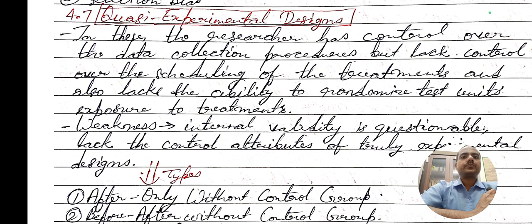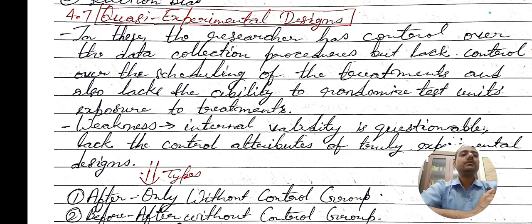Quasi-experimental design. In this, the researcher has control over the data collection procedures but lacks control over the scheduling of the treatments, and also lacks the ability to randomize test units exposure to treatments. Weakness here given that its internal validity is questionable, and it lacks the control attribute of truly experimental design.